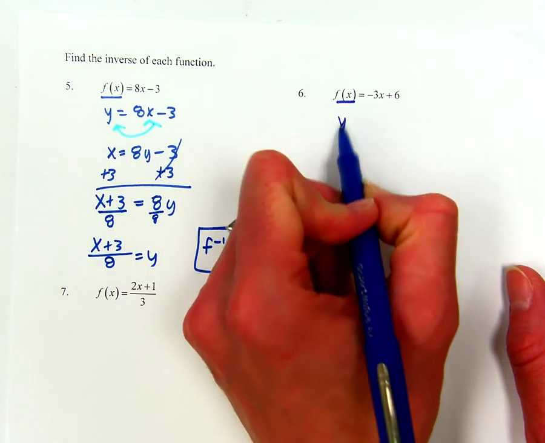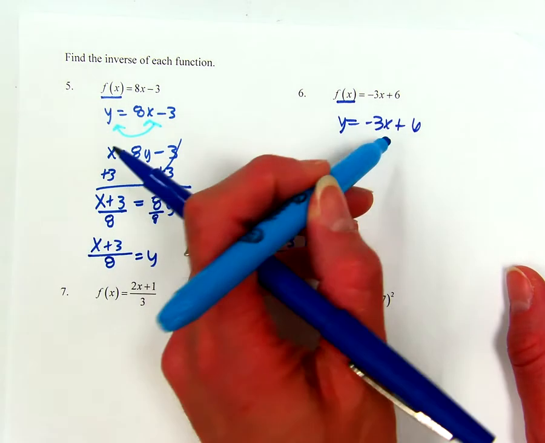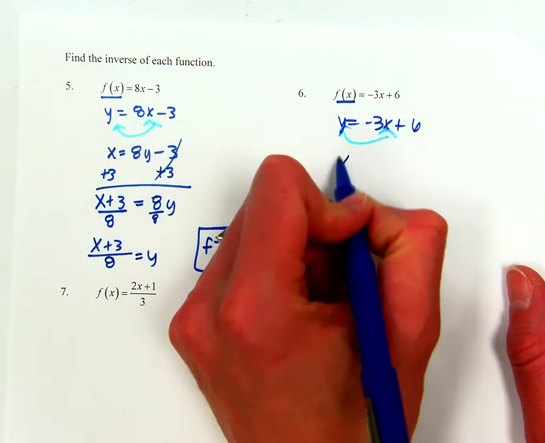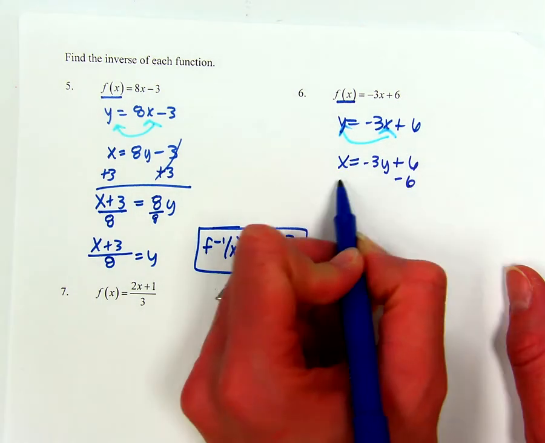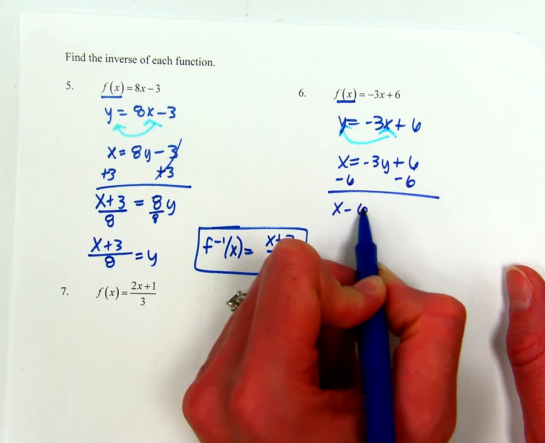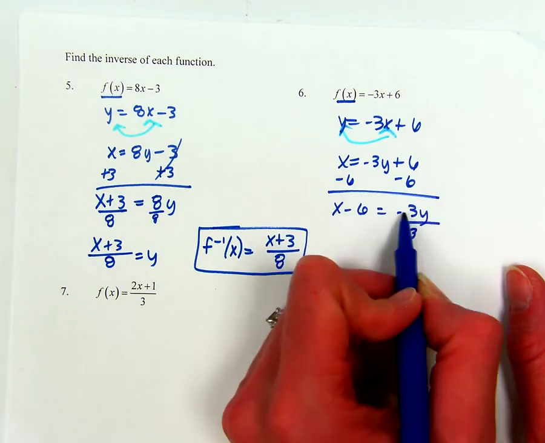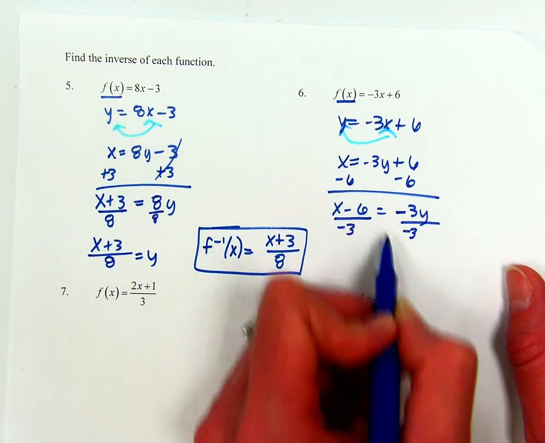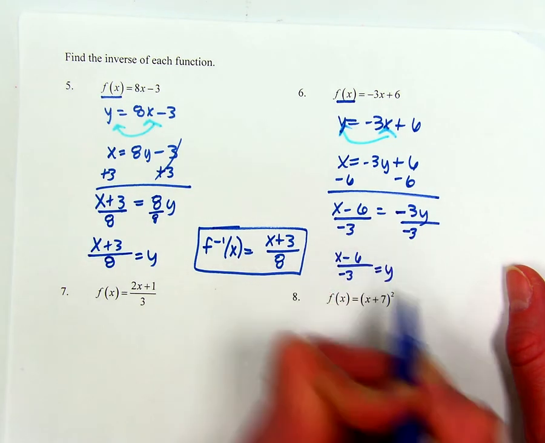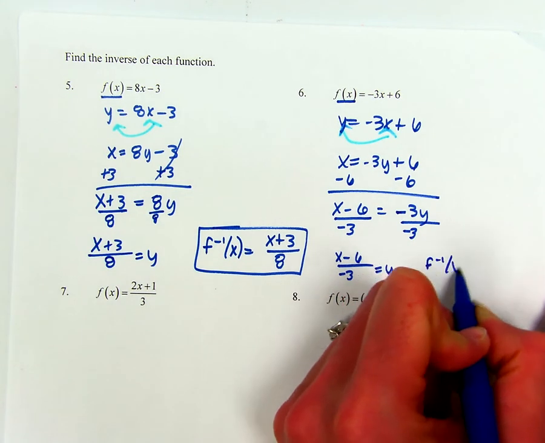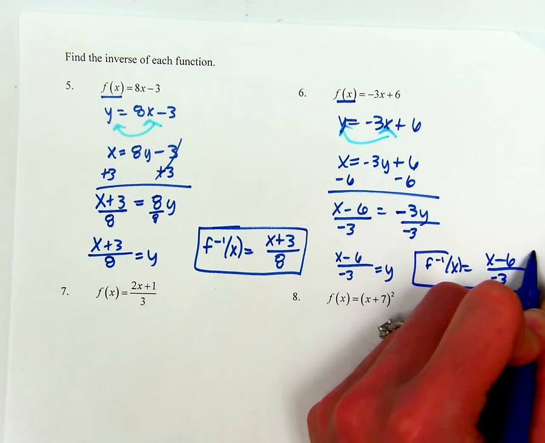Okay, so this means y equals. We're going to switch our x and y. We have x equals negative 3y plus 6. So we need to undo by subtracting. x minus 6 equals negative 3y. How do I get rid of a multiply by negative 3? Divide by negative 3. Okay, so we got x minus 6 over negative 3 equals y. And if I want to write inverse of f of x equals x minus 6 over negative 3, then that works as well.